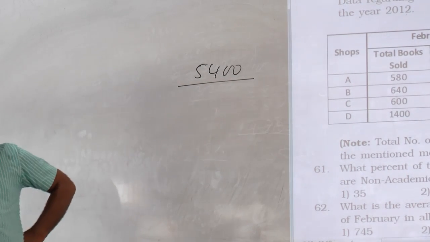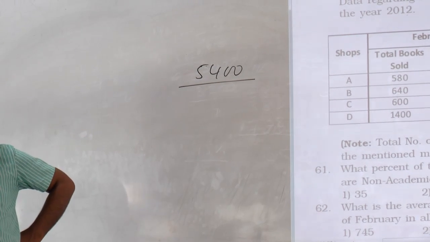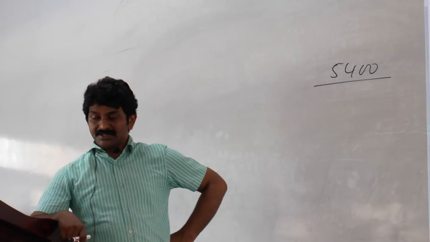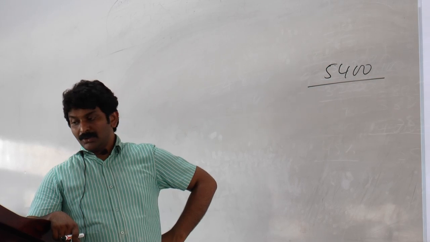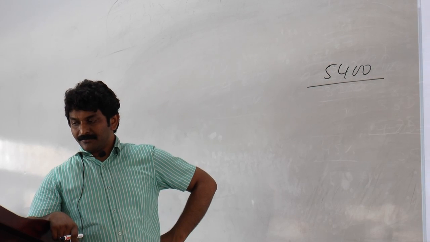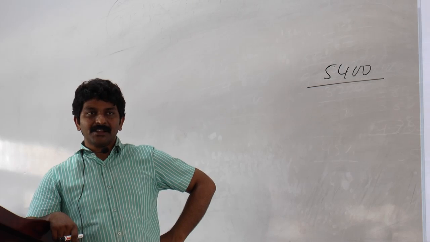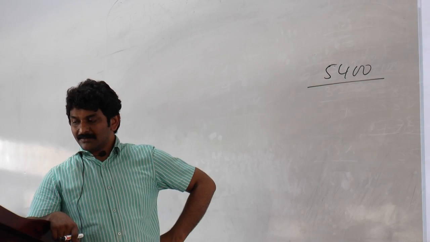Is 29 a factor of 5,400? Look at your options. Is 29 a factor of 5,400? Is 24 a factor? Is 27 a factor? How many options are there?